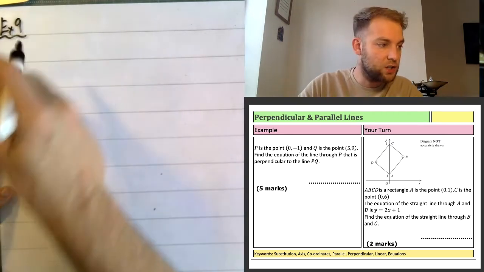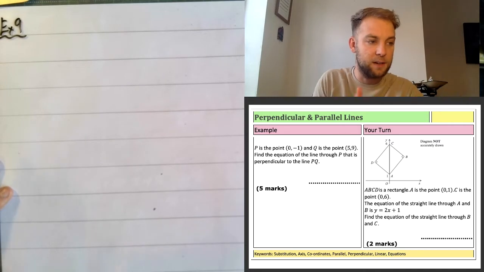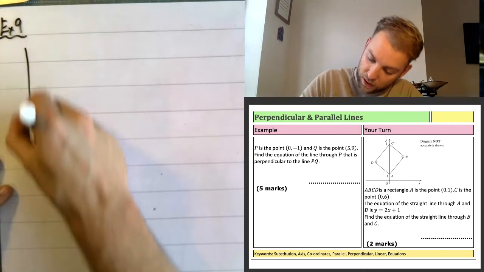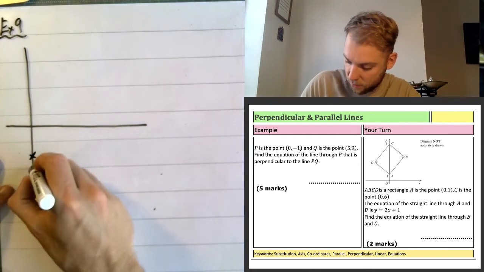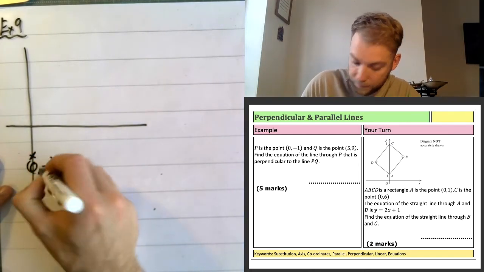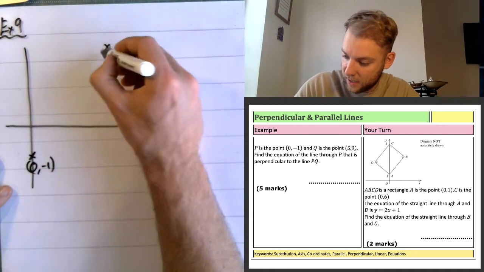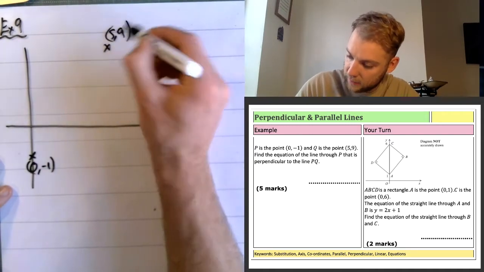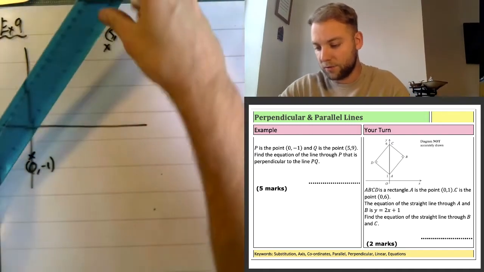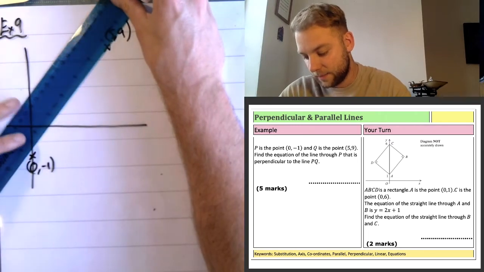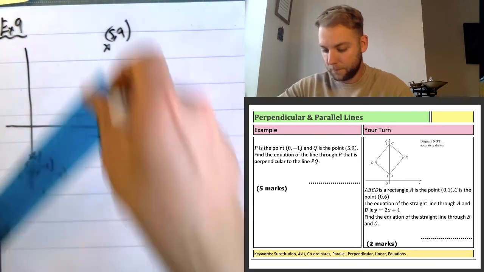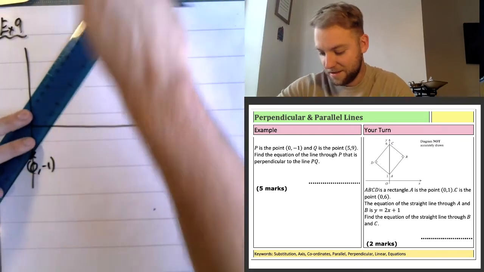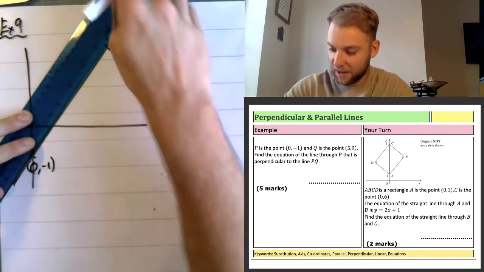little sketch. So 0, -1 is down, 5, 9 is up. So I can draw a little sketch which looks like this. So 0, -1, and over here 5, 9, like so. And let's draw a line, because remember it's the line which is connecting these, like that. Brilliant. Oh, try again. There we go.